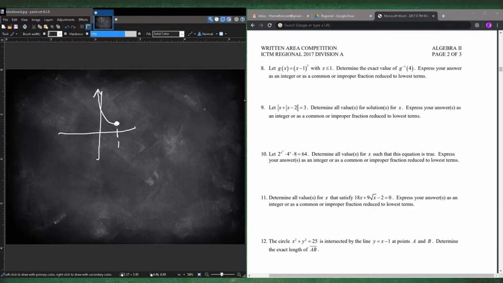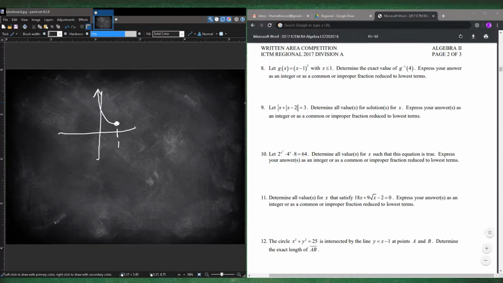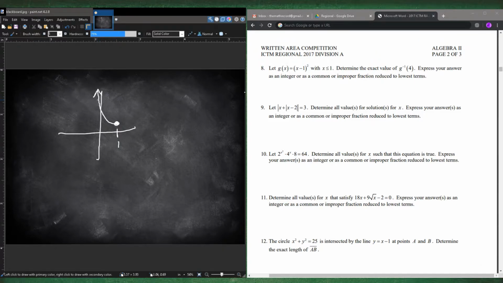Okay? So determine the exact value of g inverse of 4. So basically, if you have g to the power negative 1, it basically means inverse. So 4 is not our x value. 4 is our y value, basically. That's what it means to be inverse. So our value right here is 4, right? So all we have to do in this type of question is put 4 as our y, is equal to (x minus 1) squared, right?